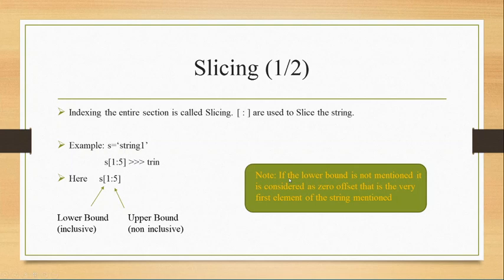One thing to keep in mind is that if the lower bound is not mentioned, it is considered as 0 offset, that is the very first element of the string. Similar is the case with the upper bound. If you do not mention the upper bound, this means all the values till the last will come.